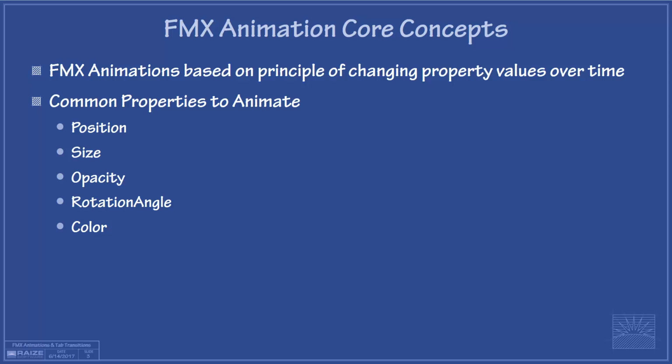The principle behind it all is that we are animating properties. So we have some object and we want to modify one of the property values over time. The most common ones that you will animate are these that are listed here. Position is a common one. I need to move an item that's in my form, whether it's a control or some image. I want to move from one place to another.